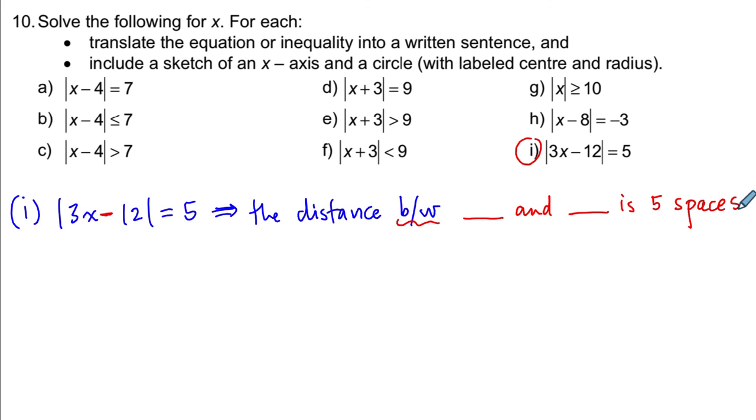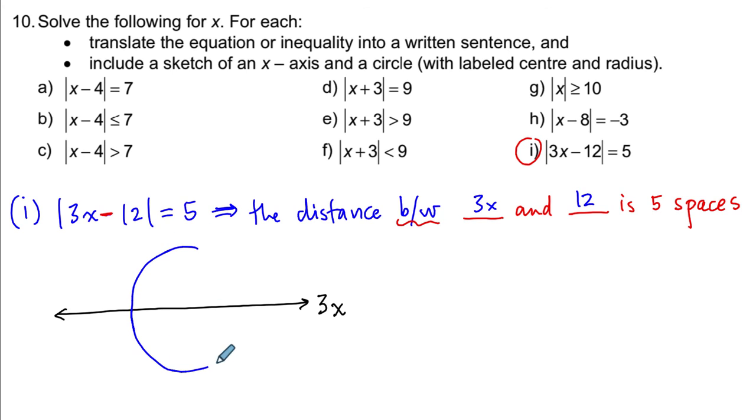So we are talking about the distance between 3x and 12 being 5 spaces. We could also say that 3x is 5 spaces away from 12. So instead of being on an x-axis, we are now on a 3x axis. Now we have a center of 12 and the radius of the circle is 5.